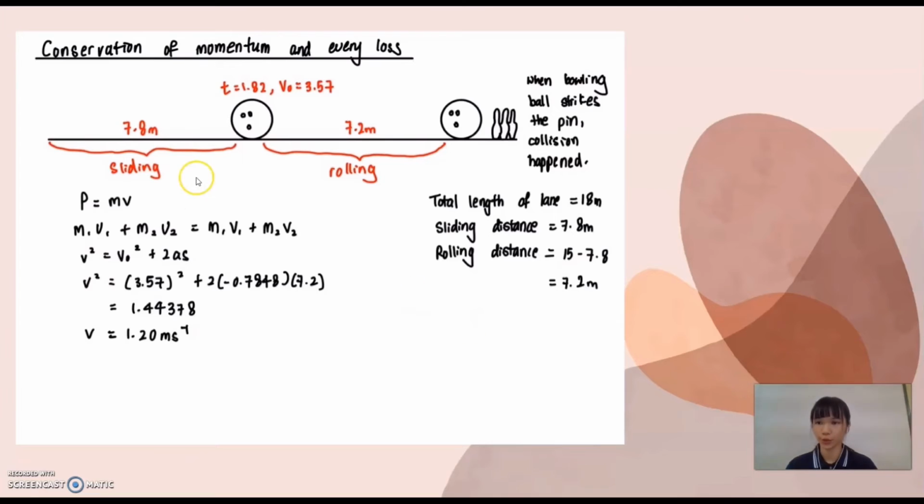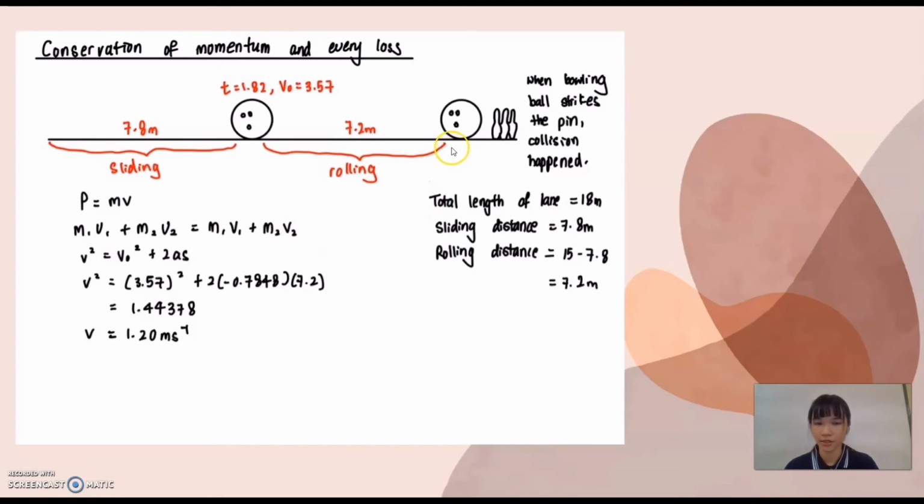Next, we move on to solve the conservation of momentum and energy loss. As we know, when the bowling ball strikes the pin, a collision happens. So by using the equation m1u1 plus m2u2 equals m1v1 plus m2v2, we are able to find out the final velocity of the bowling ball and the pin.